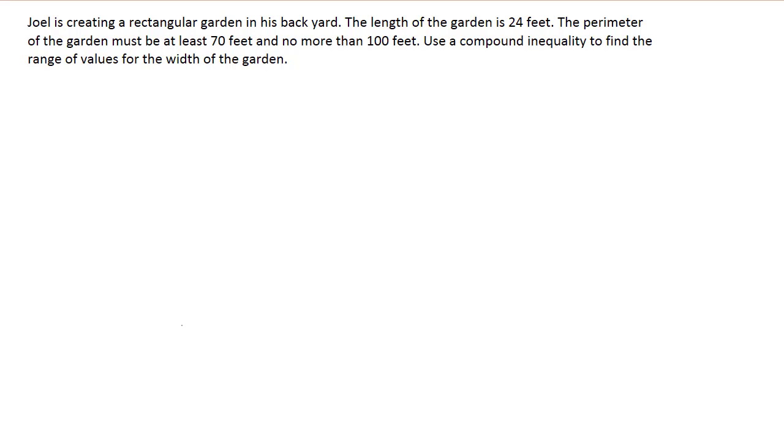Joel is creating a rectangular garden in his backyard. The length of the garden is 24 feet. The perimeter of the garden must be at least 70 feet and no more than 100 feet. Use a compound inequality to find the range of values for the width of the garden.